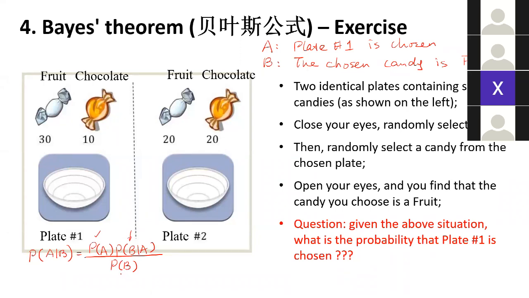Okay, how about the denominator? The denominator is the probability that the chosen candy is a fruit. This is not known because it depends on which plate is chosen, right? So this is not directly known. So we need to further expand this into two parts.